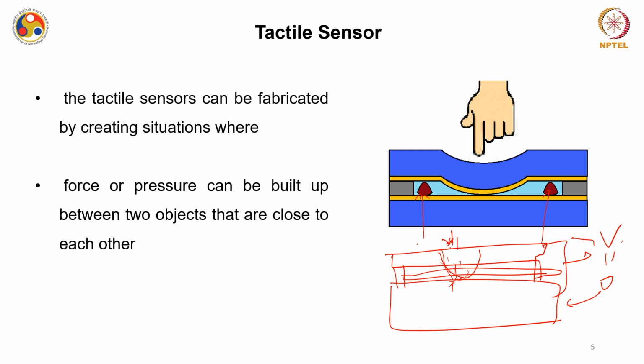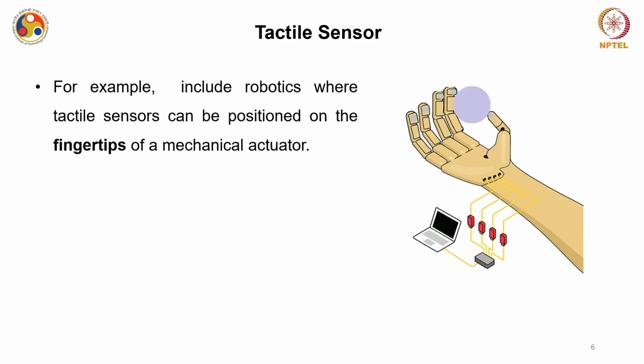We will take some of the fabrication strategies to develop these tactile sensors. The examples of these tactile sensors include robotics, where the tactile sensors can be positioned on the fingertips of a mechanical actuator. So, you have a mechanical actuator in the form of a robotic hand, and if it is gripping some object, like here I have given an example of a simple tennis ball, a feel of touch or not touch is more than enough for this robotic hand.